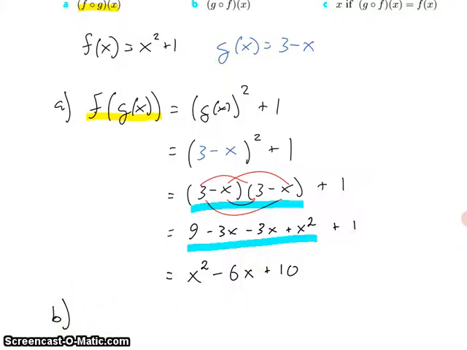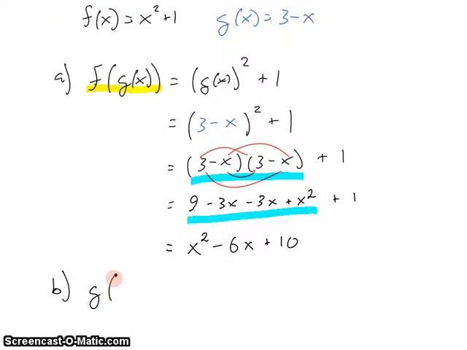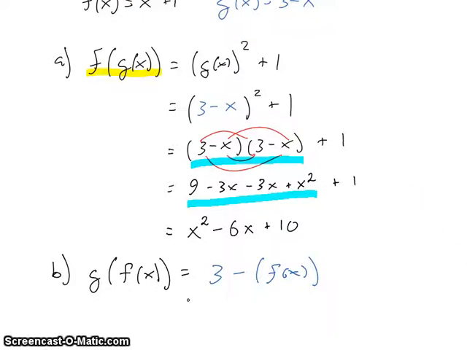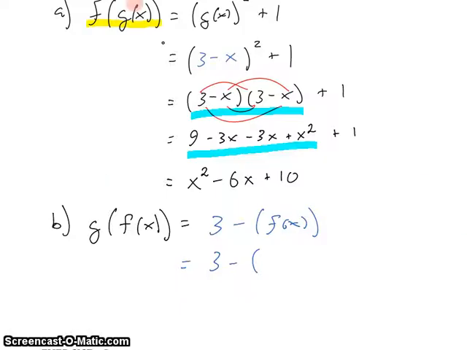For part B, they ask for just the reverse, g of f of x. So they want g of f of x. So we'll start with g of x, which is 3 take x. But we don't want x, we want f of x. Just like before, we replaced the x with an f of x. This is 3 take f of x. F of x is x squared plus 1. So that's 3 take x squared plus 1.